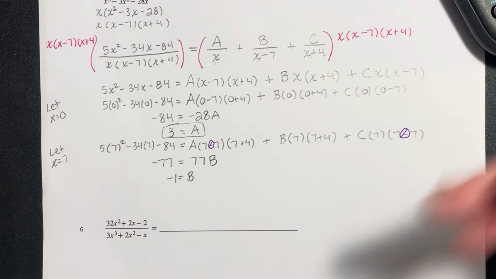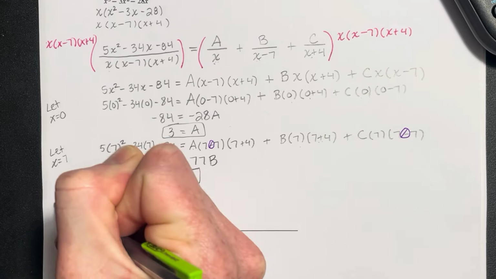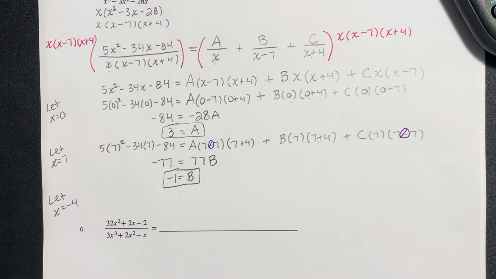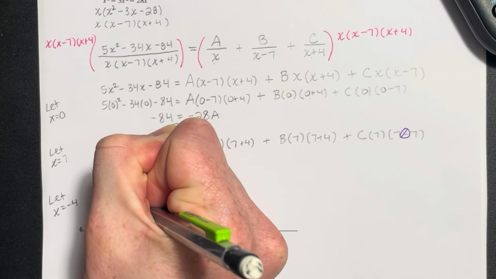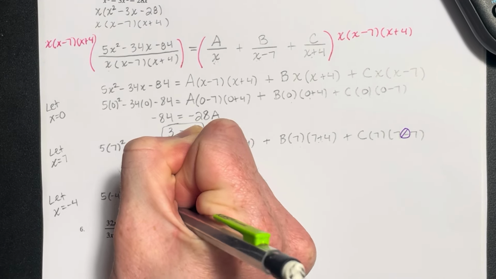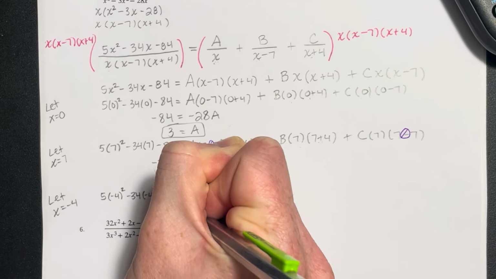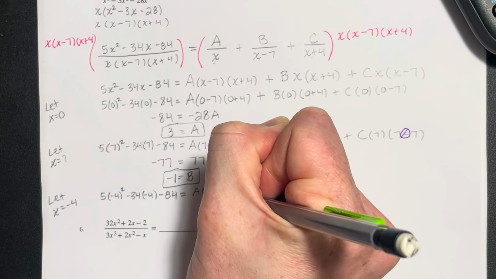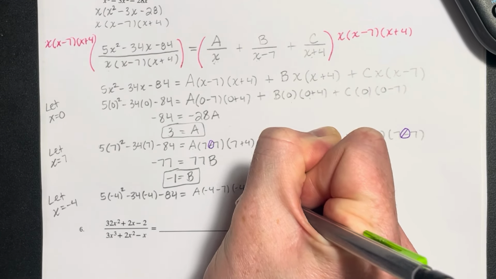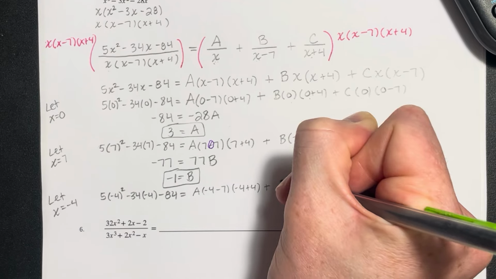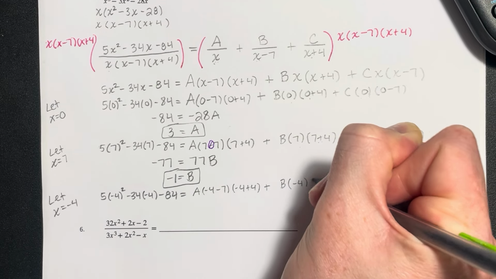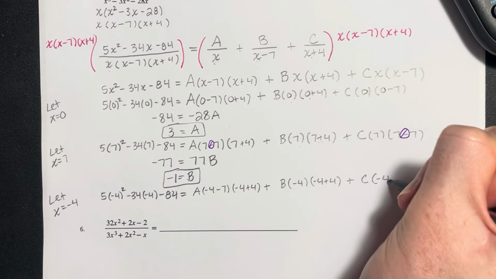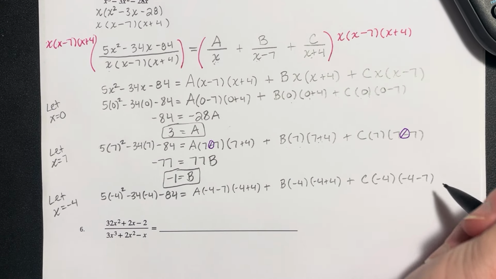We do this a third time to figure out what c is equal to. So we're going to let x equal negative 4. That would say 5 times negative 4 squared minus 34 times negative 4 minus 84 is equal to a times negative 4 minus 7 times negative 4 plus 4, plus b times negative 4 times negative 4 plus 4, plus c times negative 4 times negative 4 minus 7.